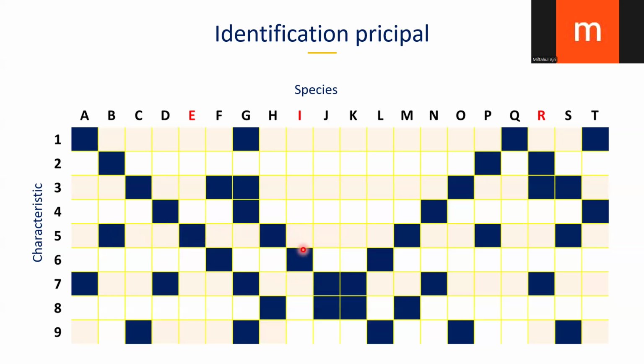So we can identify whether it is species E or species I by using characteristics 5 and 6. For example, characteristic five is about the nose, and characteristic six is about the mouth. So we can differentiate the characteristics of species E and I by observing the nose and the mouth, for example.